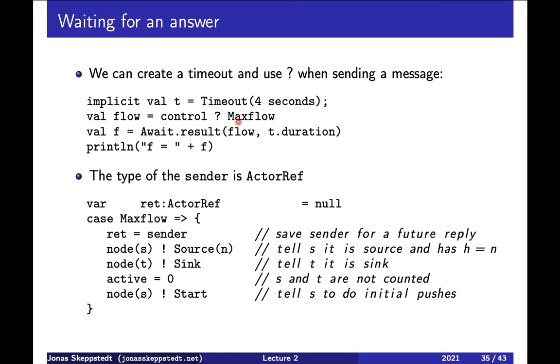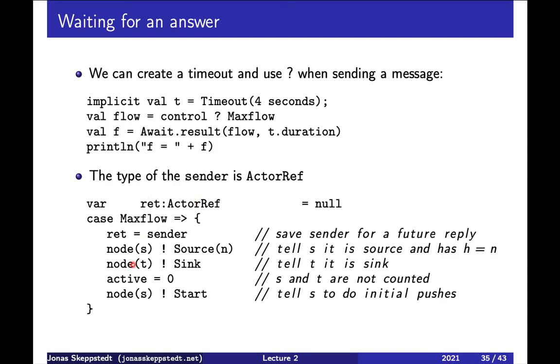So this is the case for the max flow message. This is just a quite short variable name for the return value, but let's have that. So we save the sender, and the type of the sender is, of course, an actor ref. Okay, so this is some more of what the controller can do.